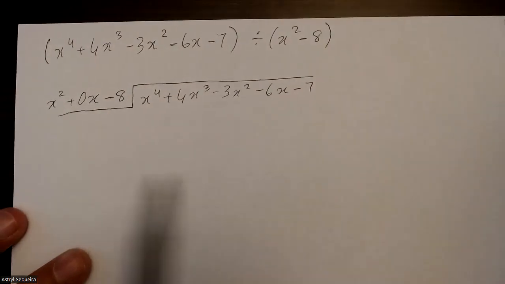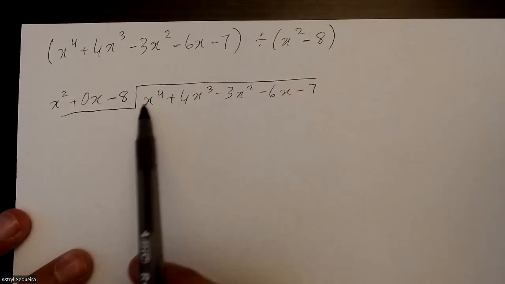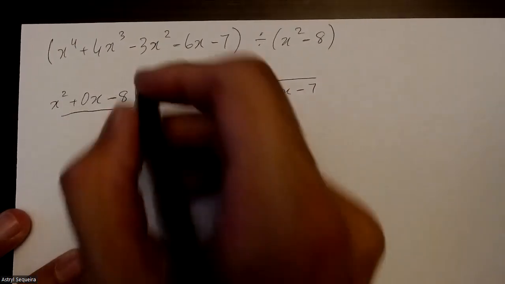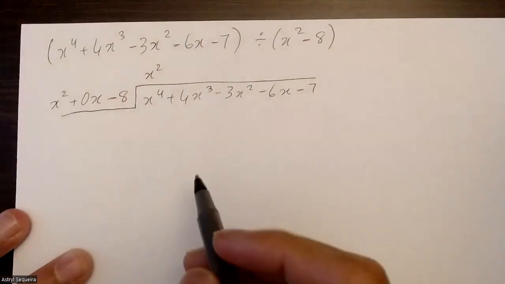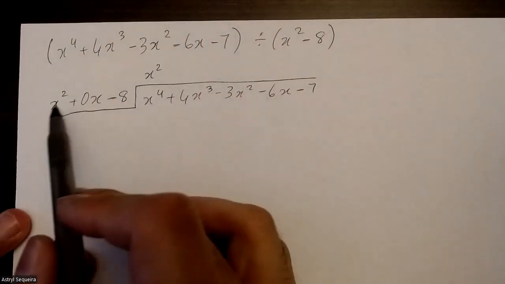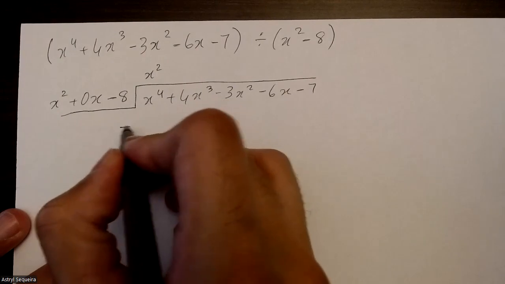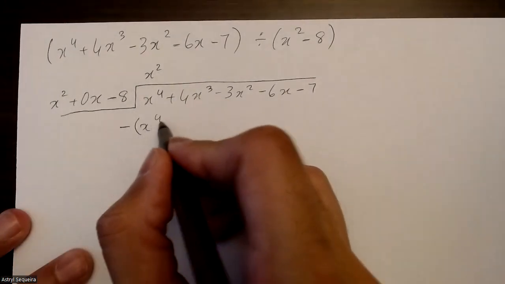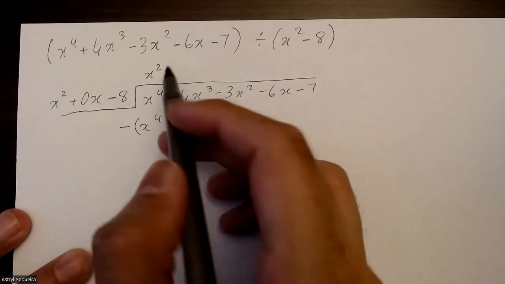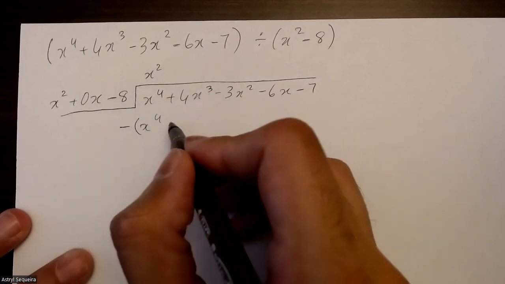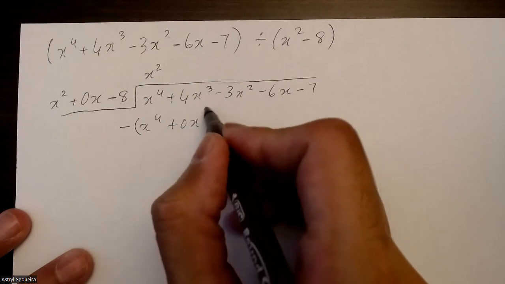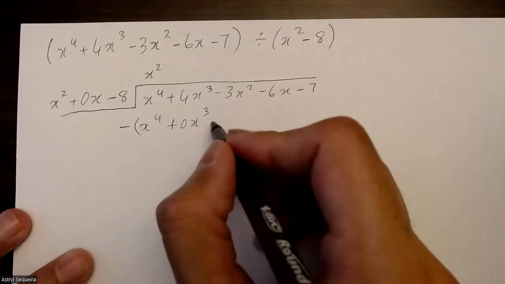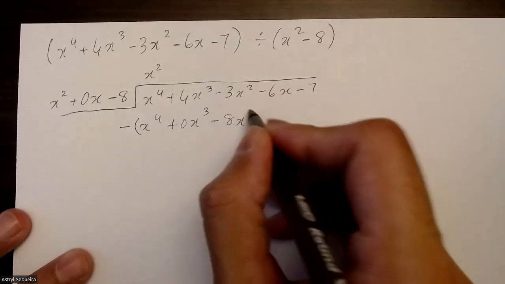All right, so let's start with this division. x to the fourth divided by x squared is just x squared. Then I'll multiply x squared by this whole expression and subtract it over here. So x squared times x squared is x to the fourth. These two should always be the same. x squared times 0x is plus 0x cubed. And x squared times negative 8 is negative 8x squared.